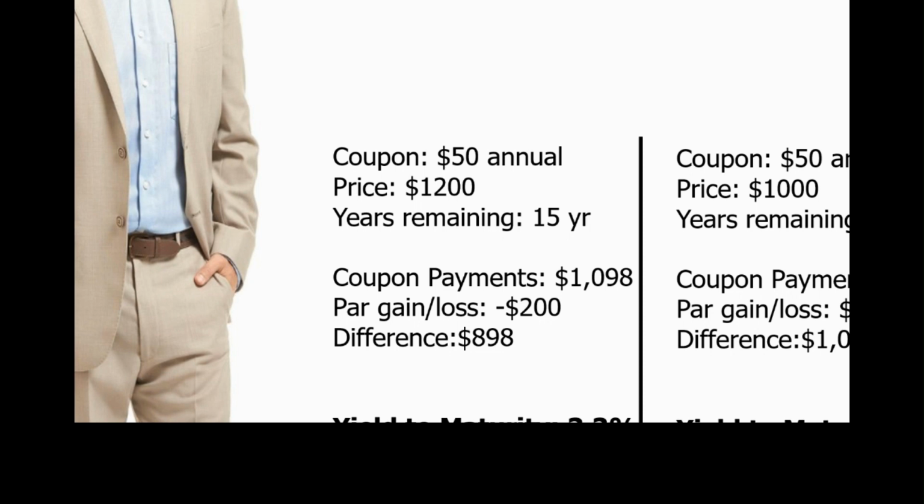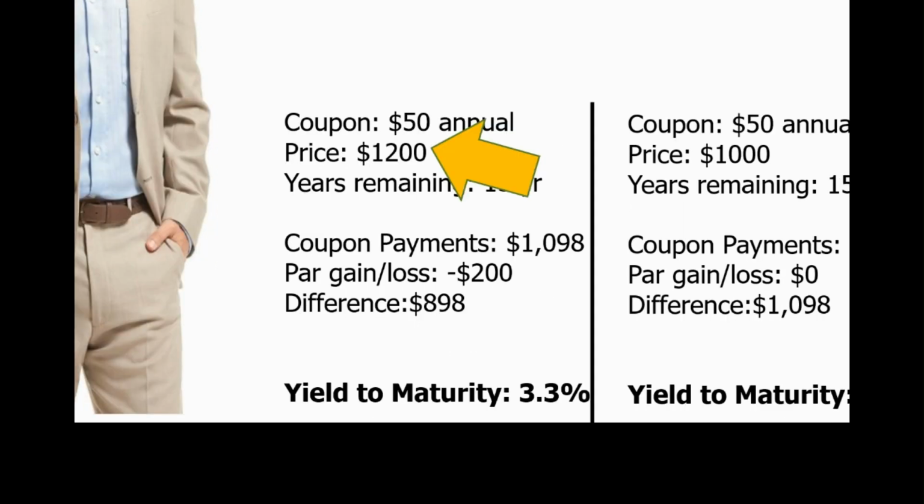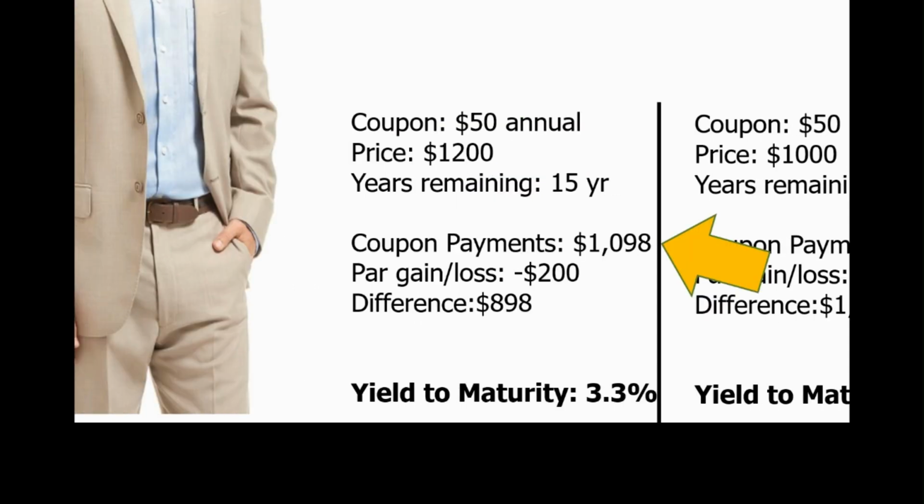Okay. So the first one, Joey is going to be paying a premium for the bond, meaning Joey is paying more than the face or the par value. So the first one, he is going to pay $1,200. As we look down the coupon payments that Joey is going to receive over the next 15 years, it amounts to $1,098. Now we're assuming that Joey is reinvesting each coupon at 5%. So that's why you have a kind of an odd number there. So the coupon is $1,098.